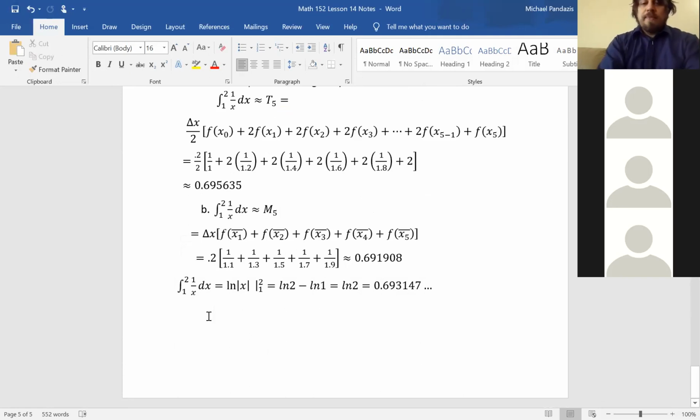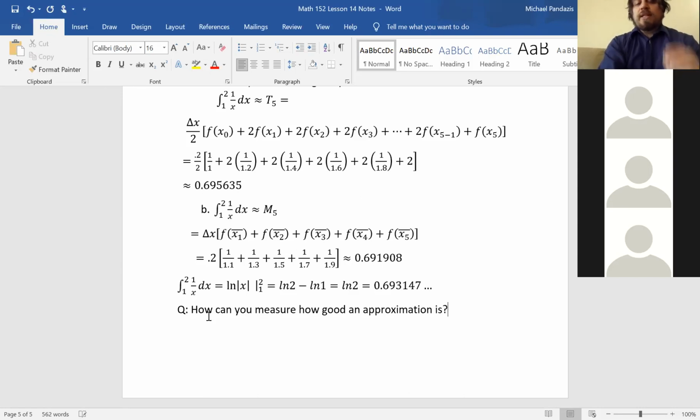And so let's talk about how good. The next question is, how can you measure how good an approximation is? When you approximate something, you're not finding the actual value, you're approximating it. A good thing to know is how close your approximation is. If your approximation is 100 away, in this application it's useless. So you need an approximation that you know is close.